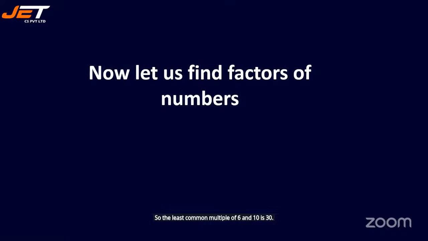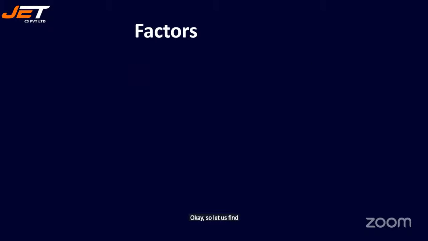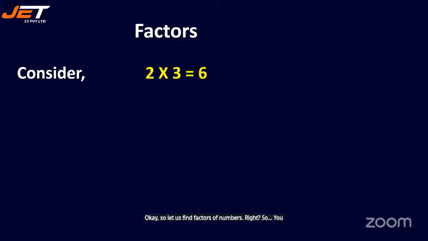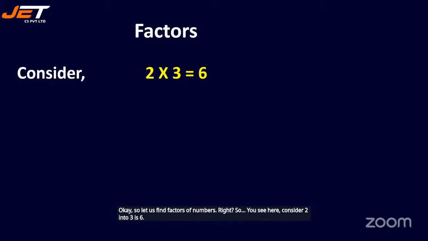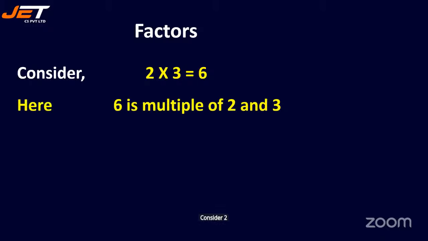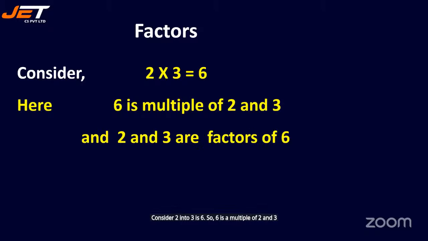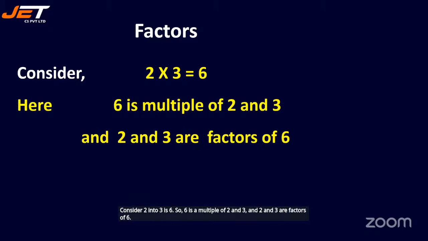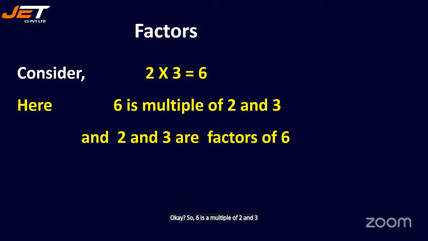Okay. Now let us find factors of numbers, right? So you see here, consider 2 into 3 is 6. So 6 is a multiple of 2 and 3, and 2 and 3 are factors of 6. Okay. So 6 is a multiple of 2 and 3. 2 and 3 are factors of 6.